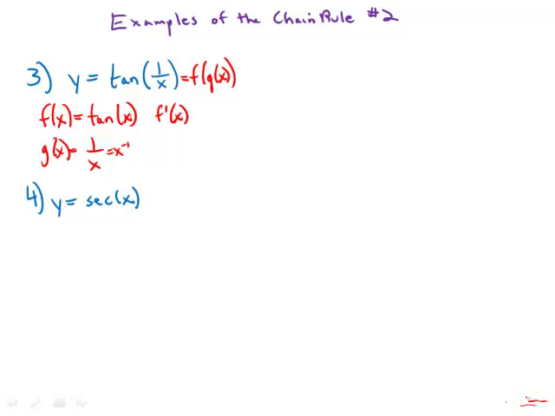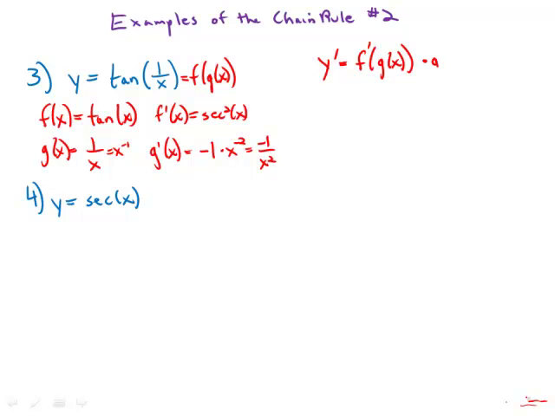Derivative of tan x, as we found out a few videos ago, is secant squared of x. Whereas the derivative of x to the negative 1, we use the power rule, negative 1 times x to the negative 2, or in other words, negative 1 over x squared. So now that we found the derivatives of the individual functions, we're ready to apply the chain rule. Y prime equals f prime of g of x times g prime of x.